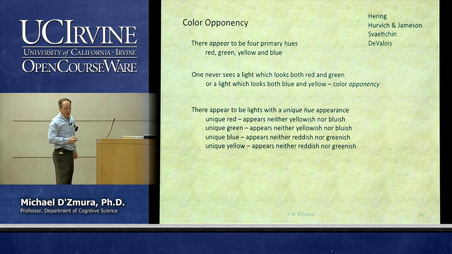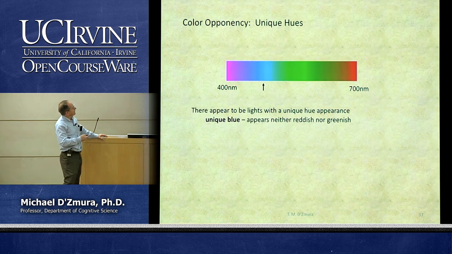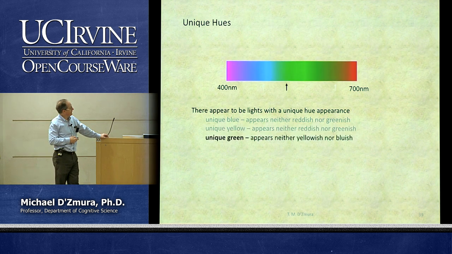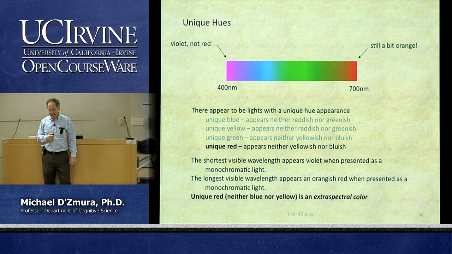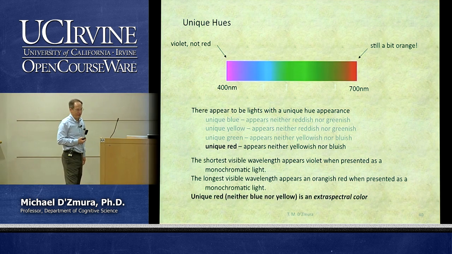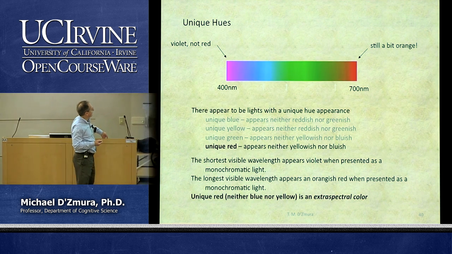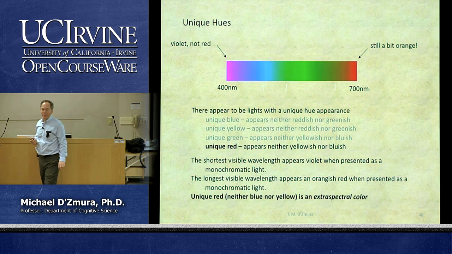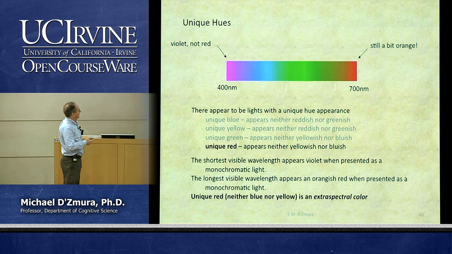Then we looked briefly at unique hues, and these are unique red, green, blue, and yellow. Unique blue appears neither reddish nor greenish. Unique yellow, ditto. Unique green appears neither yellowish nor bluish. And finally, unique red is that perfect red, neither yellowish nor bluish. And it turns out that that is not a color that you can generate by looking at lights in the visible spectrum. Rather, you've got to add up a violet light and an orange light. The blue and yellow in those 2 lights will cancel one another to give you a nice unique red if you do it just right.